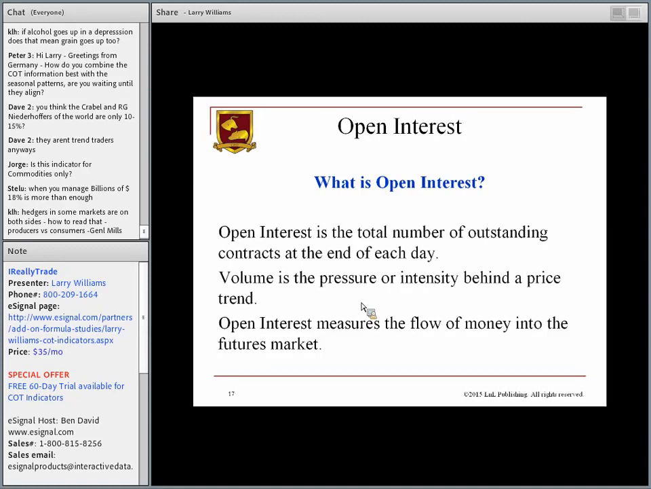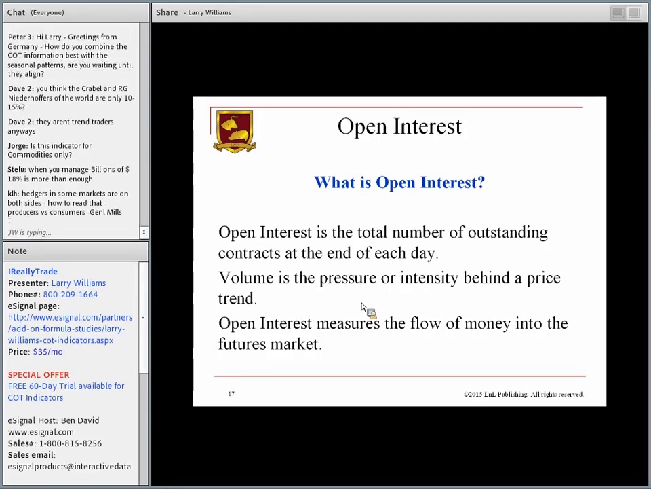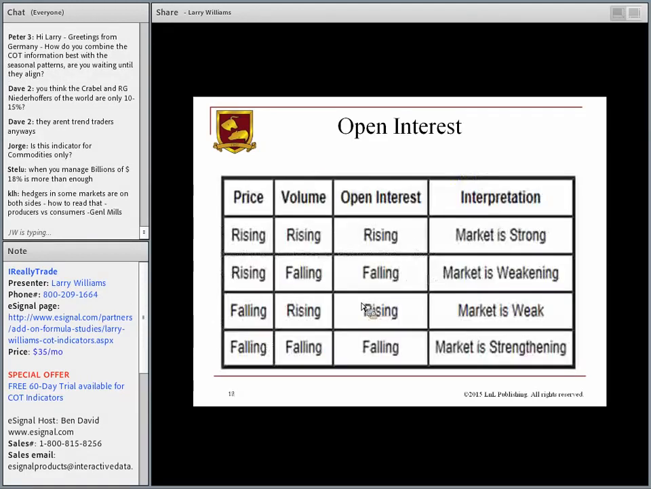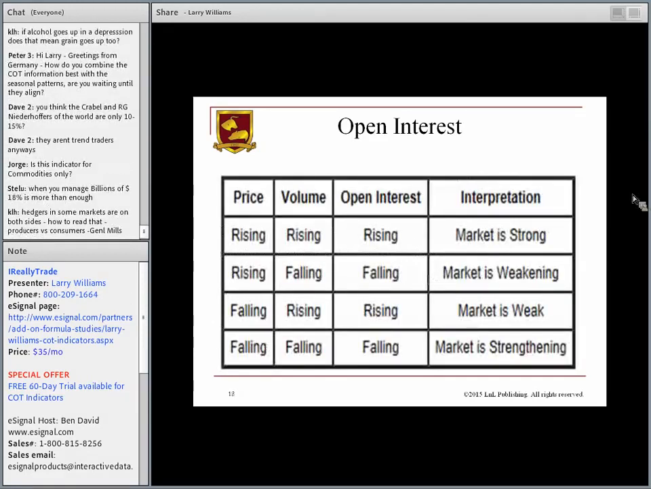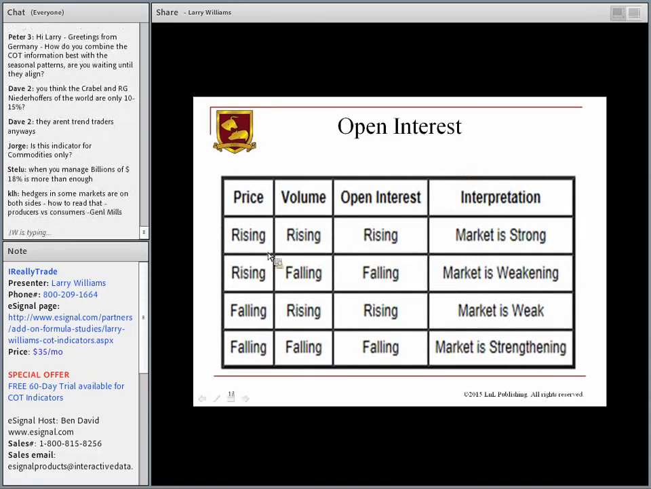The COT report gives us the net position so we can see when there's an imbalance of more buyers than sellers. So this is what people typically think about open interest. If we have price, volume, and open interest, and if price is rising, volume is rising, open interest rising, people typically say the market is strong.